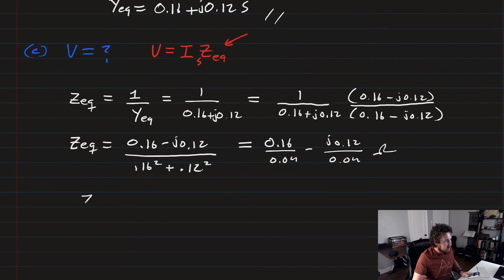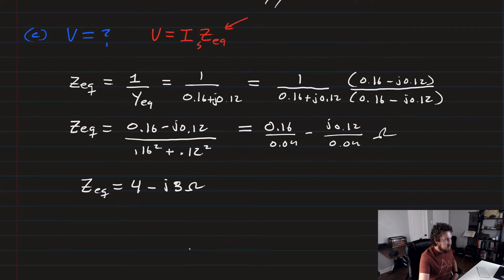So we've got now that Z EQ is equal to 0.16 divided by 0.04. So just 4. That's nice. Minus 0.12 divided by 0.04. That's 3, so minus j3 ohms. So there we go.